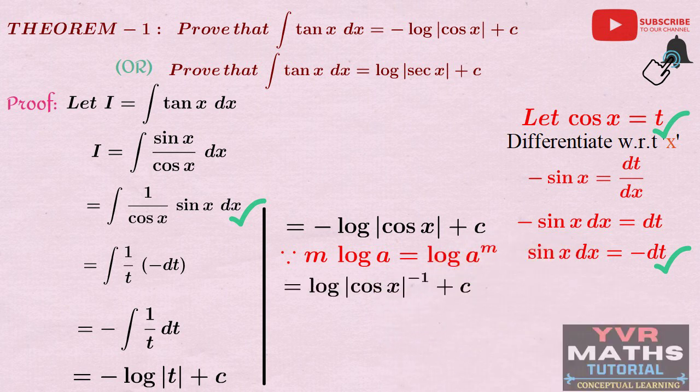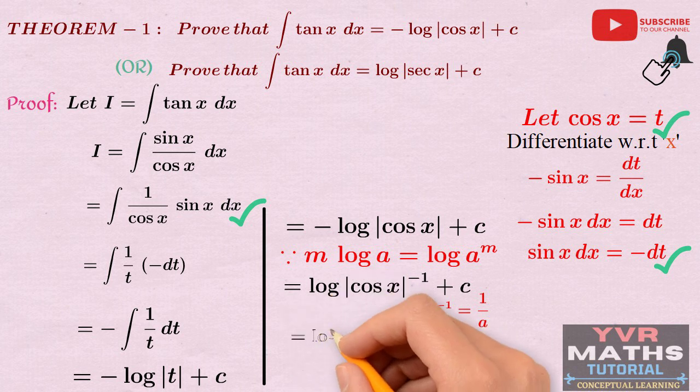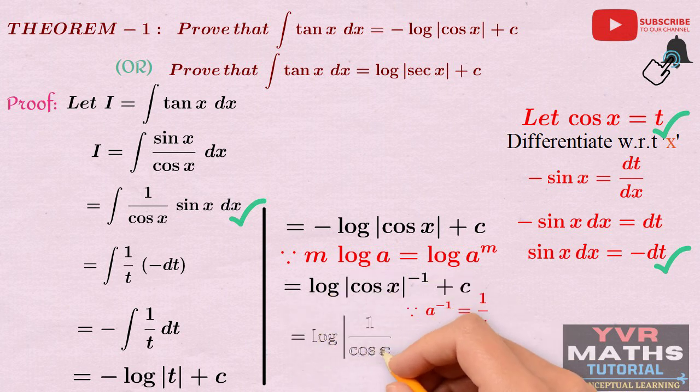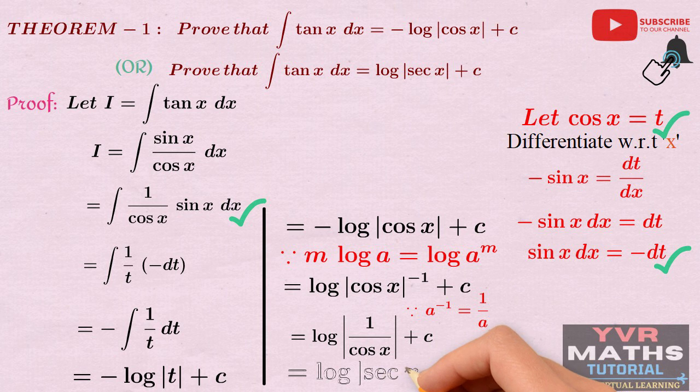Cos x power minus 1 can be written as 1 by cos x, based on the identity a power minus 1 is equal to 1 by a. So the next step is log modulus of 1 by cos x plus c. 1 by cos x is nothing but secant x. So the next step is log modulus of secant x plus c. Here c is the integral constant. So this is the result which we discussed in the statement.